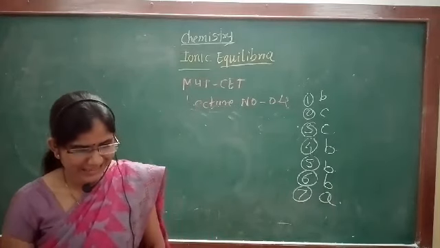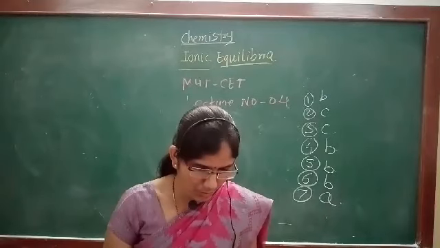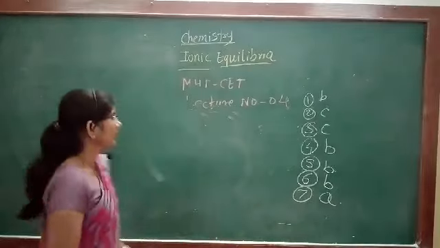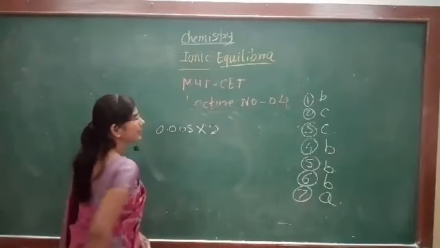Next, same as that of question number 5, the pH of 0.005 molar H2SO4. H2SO4 means 0.005, it is multiplied by 2.